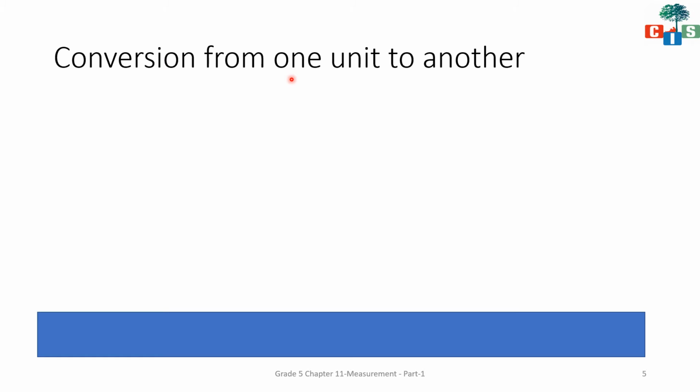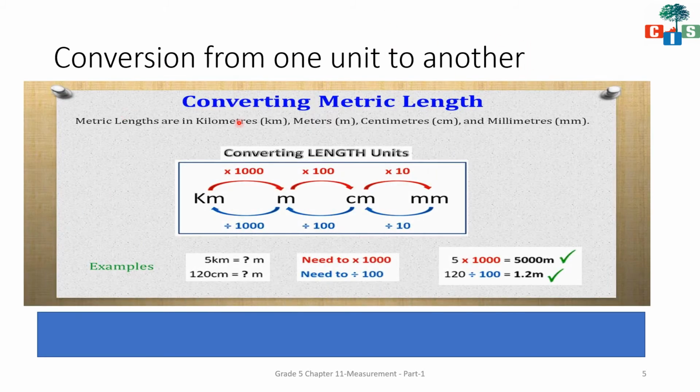Conversion from one unit to another. Here we will see how to convert from one unit to another. So scholars, in meters we have a total of 4 units: kilometer, meter, centimeter and millimeter.